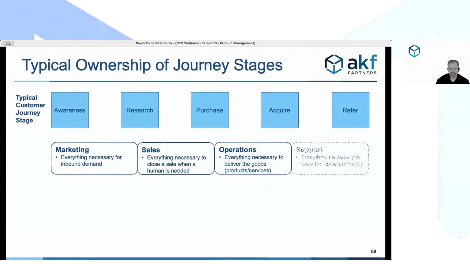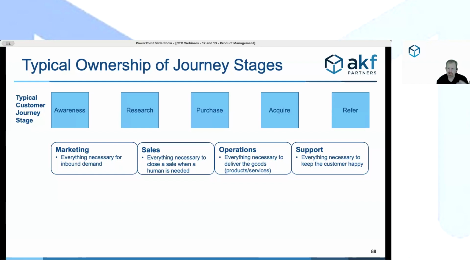So typically in the early stages of the buying process, the awareness is usually owned by marketing. They try to capture everything to increase inbound demand. Sales is trying to help someone from the research phase to the purchase phase. They're trying to do everything possible to close a sale, particularly when a human's needed. They don't want to step in when a particular person doesn't want to talk to a human, but they're trying to help them get from the research phase, because they're in the evaluation, to the purchase phase.